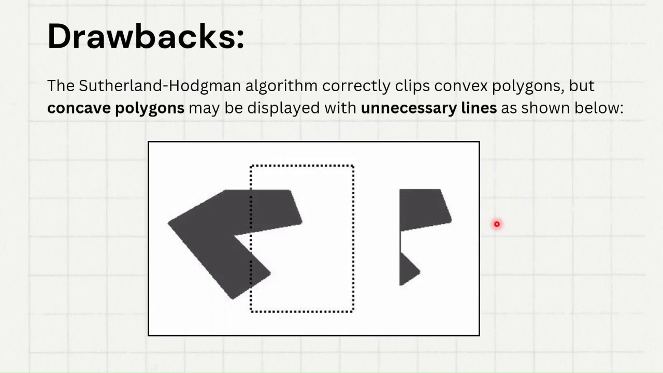So the drawback with the Sutherland-Hodgman algorithm was that it correctly clips convex polygons, but concave polygons may be displayed with unnecessary lines. Okay, this is a concave polygon, and if we perform clipping with Sutherland-Hodgman, this unnecessary line will be displayed. So in order to solve that, another algorithm was devised.